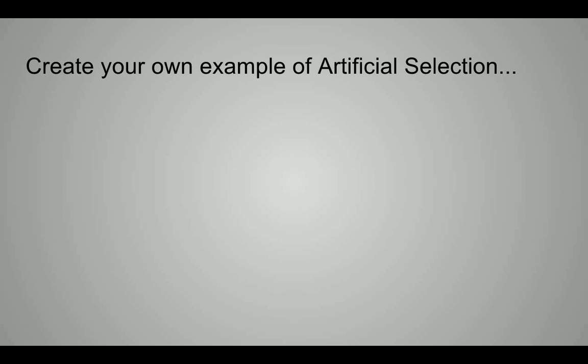So now I want you to create your own example of artificial selection and think about how it could be used here in our world. How could something be used in your everyday life through artificial selection? So take just a minute to think of your own example, and then we'll come back and share with the class.